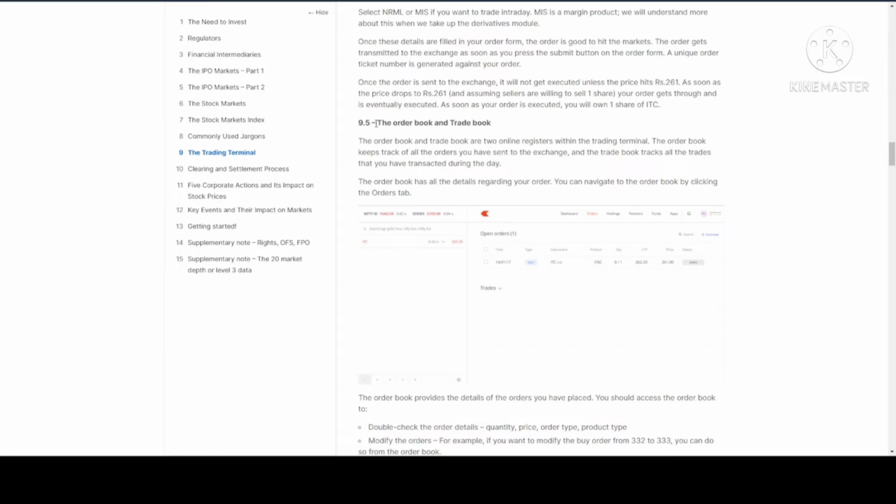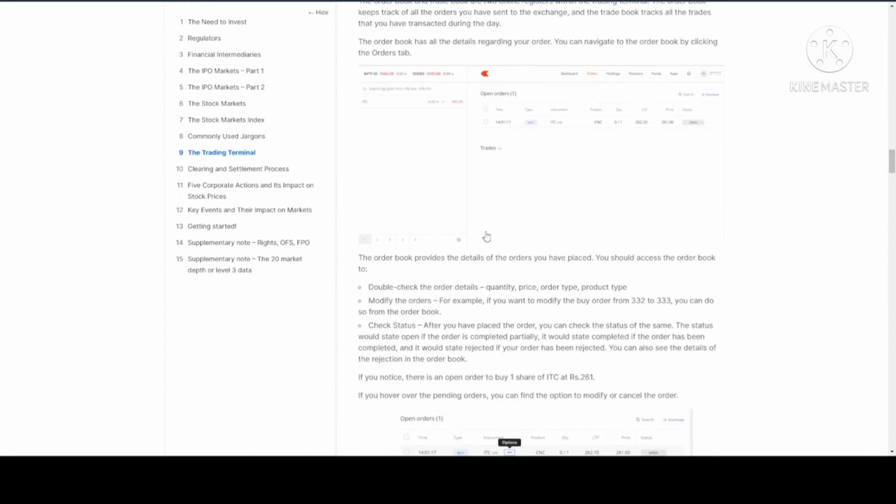The order book and the trade book. Okay, let's learn about the order book and the trade book. The order book and the trade book are two online registers within the trading terminal. The order book keeps track of all the orders you have sent to the exchange, and the trade book tracks all the trades that you have executed, that you have transacted during the day. The order book has all the details regarding your order. You can navigate to the order book by clicking the order tab.